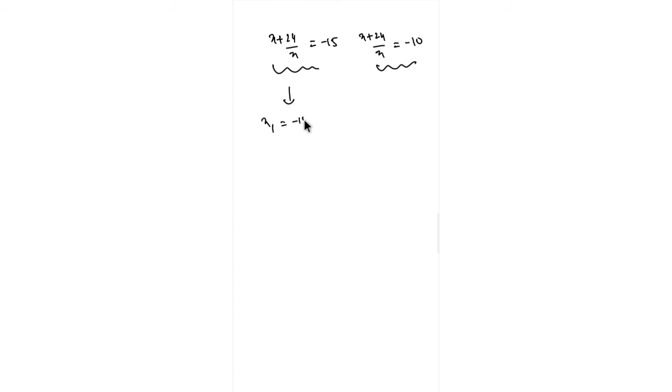x1 is equal to minus 15 minus root 129 divided by 2, and the other value is minus 15 plus root 129 divided by 2. And if you solve the other one, you get x1 to be minus 6 and x2 to be minus 4. So these are the values that you're going to get.